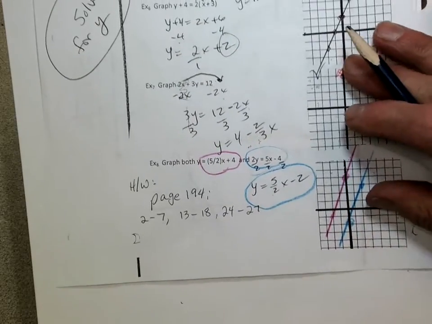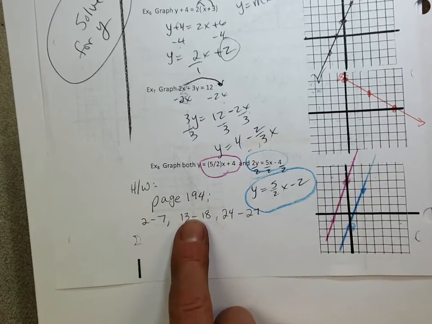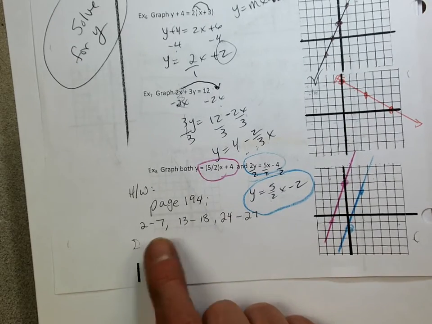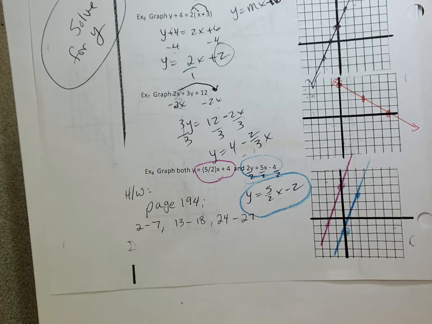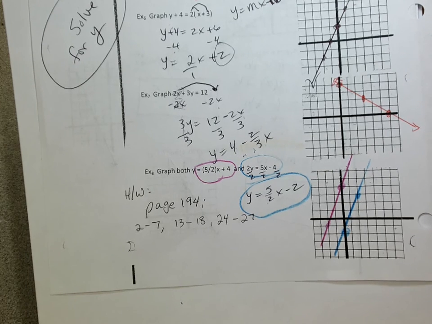Okay, so homework. Page 194, 2 through 7, 13 through 18, 24 through 27. And if you need graph paper, I have some in my bottom drawer of my desk up front. You can ask the substitute for some graph paper. Okay, so let's get busy.